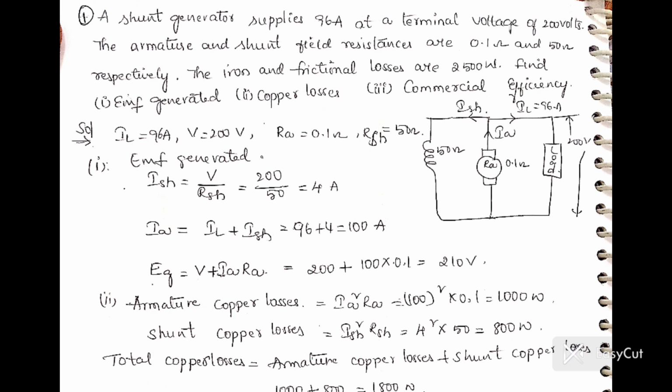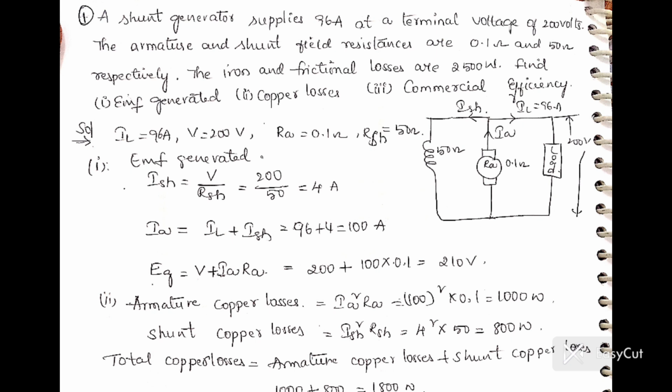Problem statement. A shunt generator supplies 96 amperes at a terminal voltage of 200 volts. The armature resistance is 0.1 ohm. The shunt field resistance is 50 ohms. Iron and frictional losses are 2,500 watts. We are asked to find 1. The generated EMF, 2. The copper losses, and 3. The commercial efficiency.